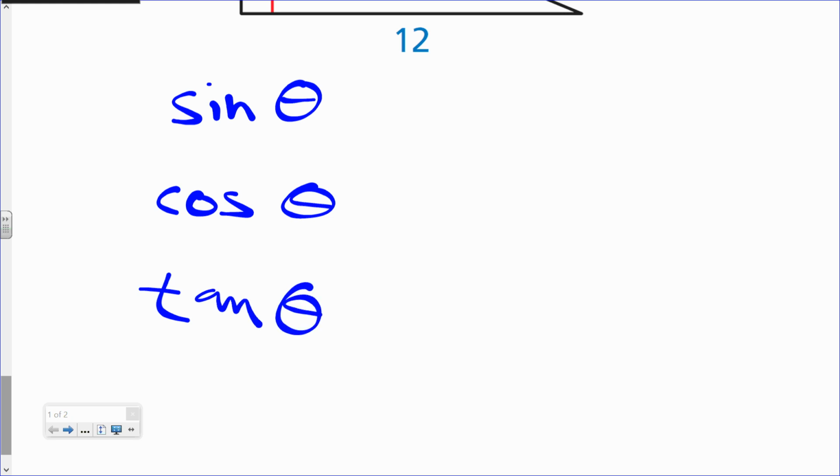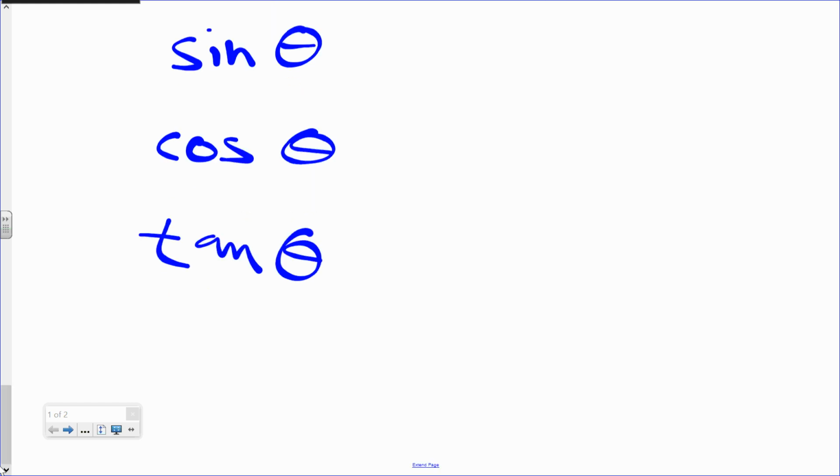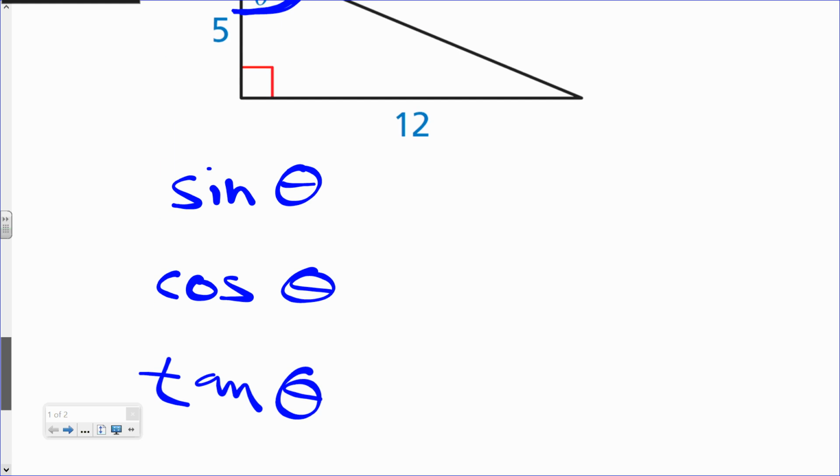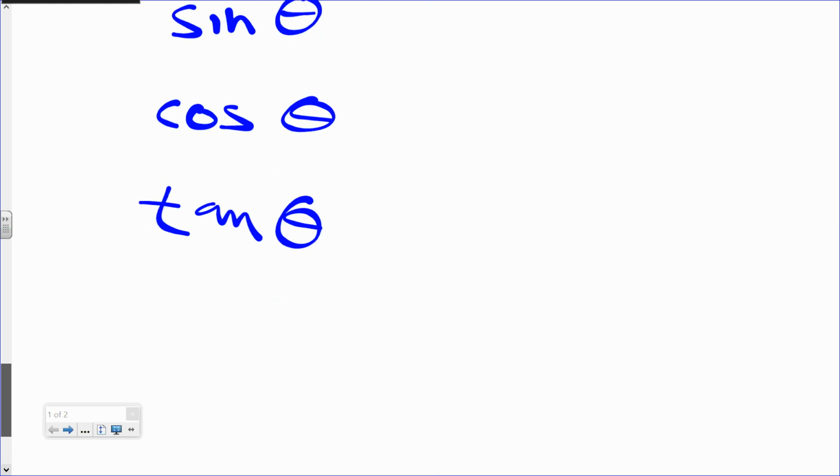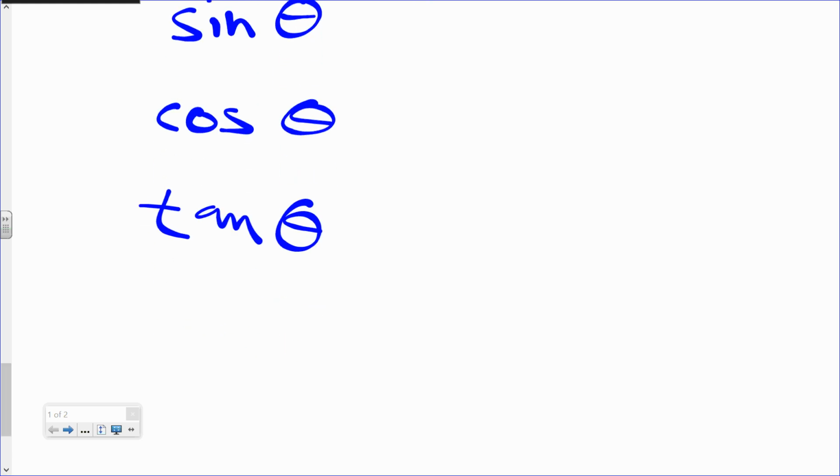So, all 6 ratios. Here we go. Write them down with me. The sine of theta. It's like a little arrow with a little dash in the middle. We got the cosine of theta. We got the tangent of theta.